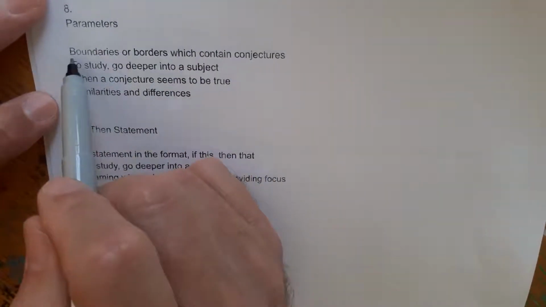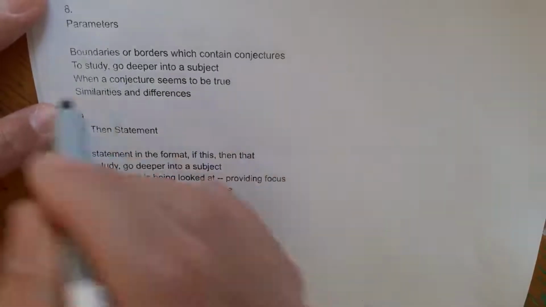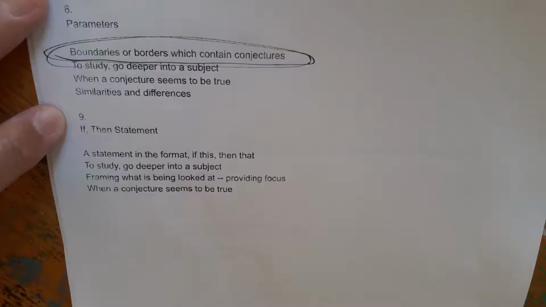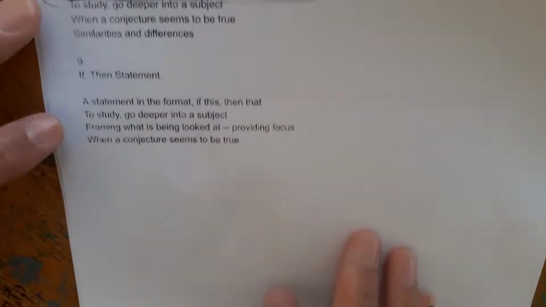Parameters. Parameters is trying to frame boundaries or borders which contain conjectures. We can't just throw out a giant idea there. We need to contain it. And the parameters will help us to be more specific and to stay on task.